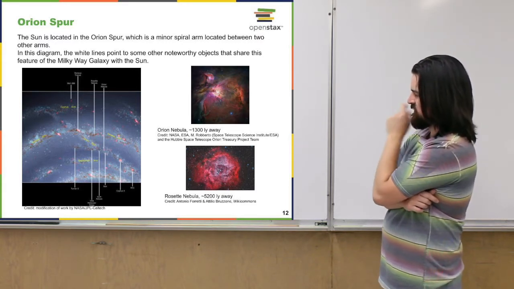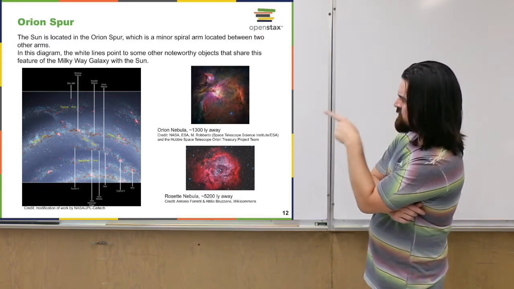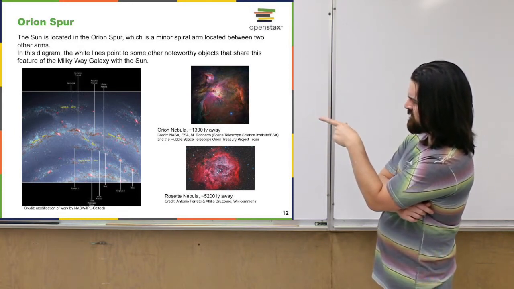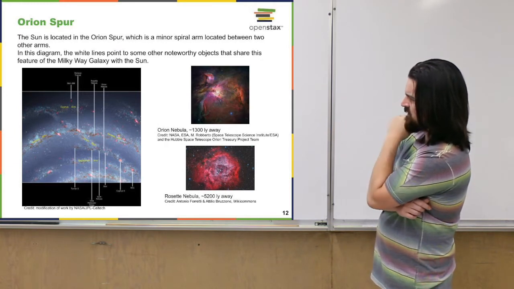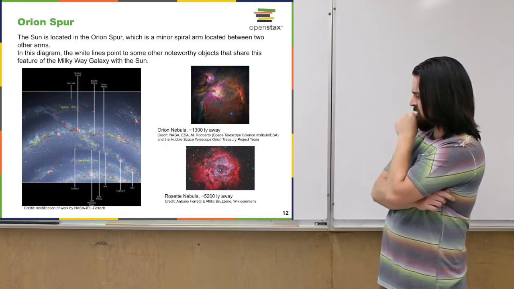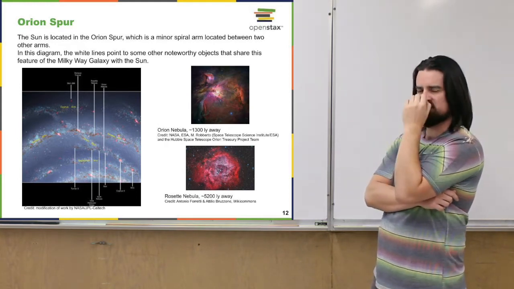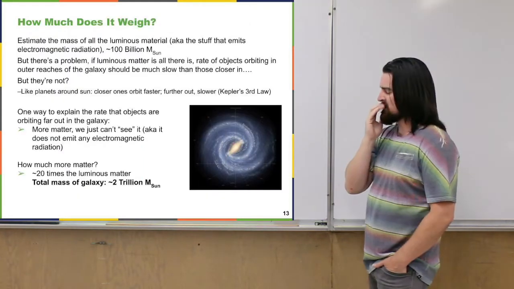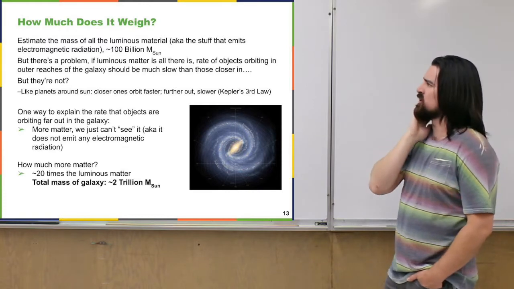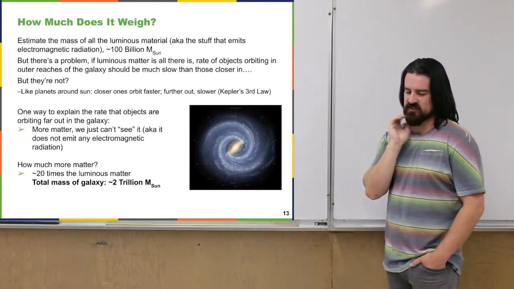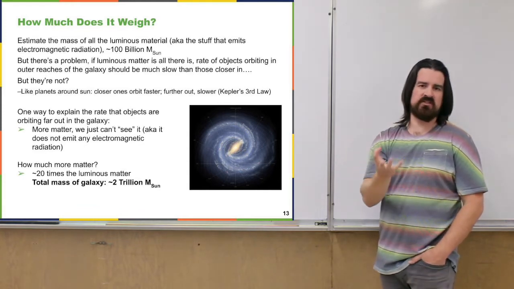There's also this thing called the Rosette Nebula, which is indicated on there as well. It's a bit further away. It's almost up in the other arm, some of that Perseus arm. That's about 5,200 light years away. This is sort of our galactic neighborhood. So now we're going to get back to thinking a bit more about this problem that comes up when we try to ask, how much stuff is there in the galaxy?